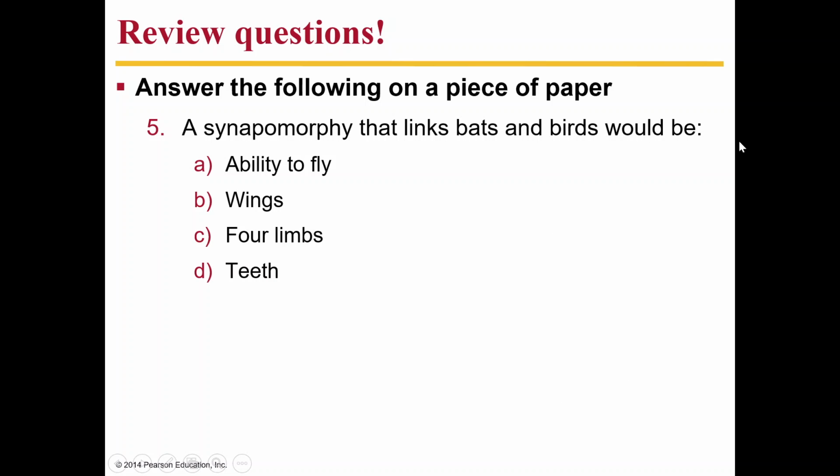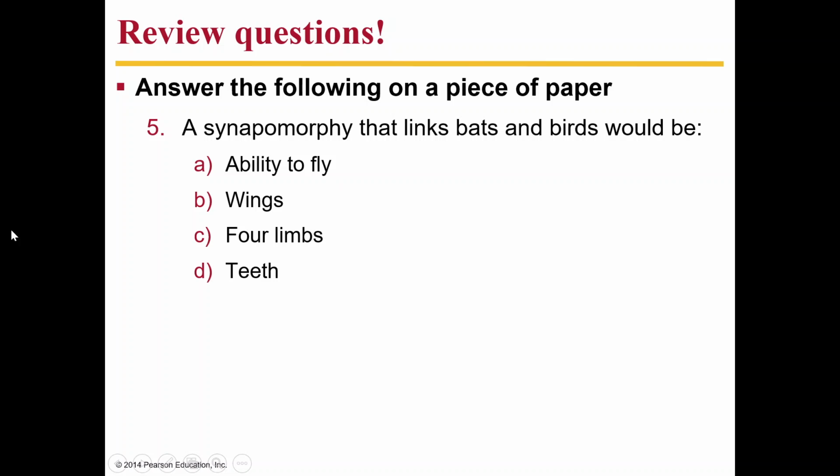All right, the hardest one, a synapomorphy that links bats and birds would be... Ariana says A. Anyone else have ideas? We have a C, a B, an A. All right. Here's the deal. The ability to fly is too vague. It's not a trait, it's an ability. Note that some birds cannot fly. Birds, penguins are still birds, but they can't fly.